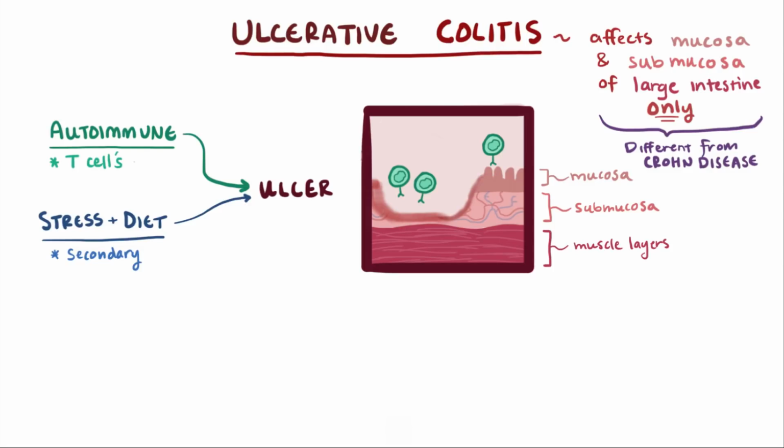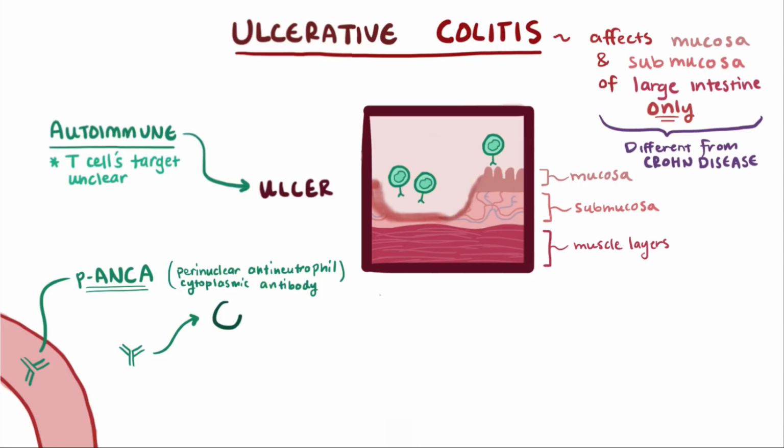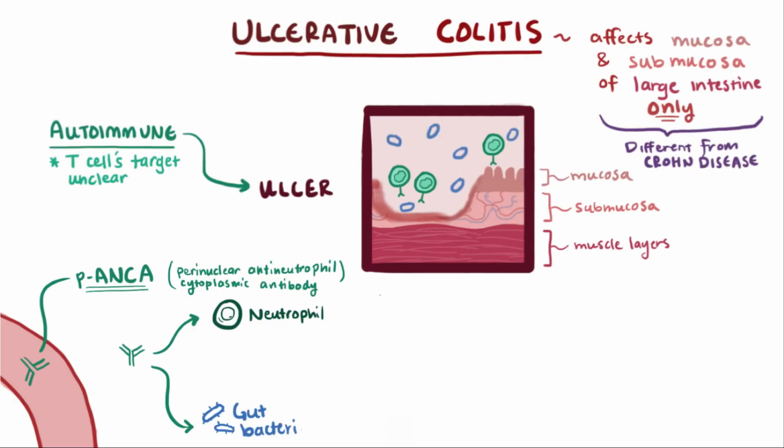It's unclear what exactly these T cells are meant to be targeting, though. Some patients have P-ANCAs in their blood, or perinuclear antineutrophilic cytoplasmic antibodies, which are a kind of antibodies that target antigens in the body's own neutrophils. Although not completely understood, some theories suggest this might be partly due to an immune reaction to gut bacteria that have some structural similarity to our own cells, allowing antibodies to those gut bacteria, or P-ANCAs, to cross-react with neutrophils.